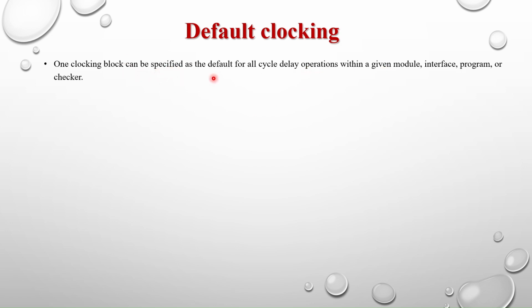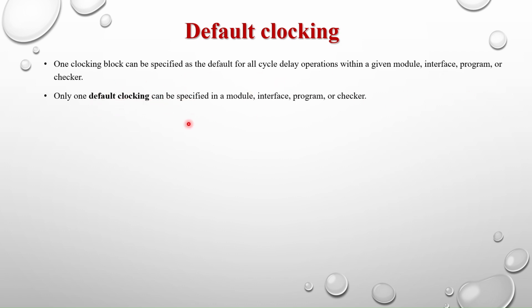So what is this default clocking? One clocking block can be specified as the default for all the cycle delay operations within a given module, interface, program or checker. So we can make one clocking block the default clocking for all the cycle delay operations. That is called a default clocking, and we use the keyword default clocking only.